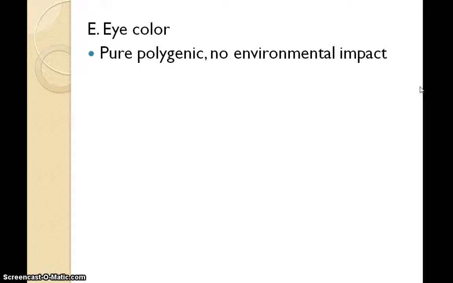Another trait we're going to look at today is eye color. This one is polygenic, but only polygenic. This is not a multifactorial trait. It is entirely influenced by genes. There is no environmental impact that affects your eye color. And I think that would make sense to you. Nothing you eat would change your eye color. No amount of exercise would change your eye color. Eye color is pure polygenic. More than one gene, but no environmental impact.